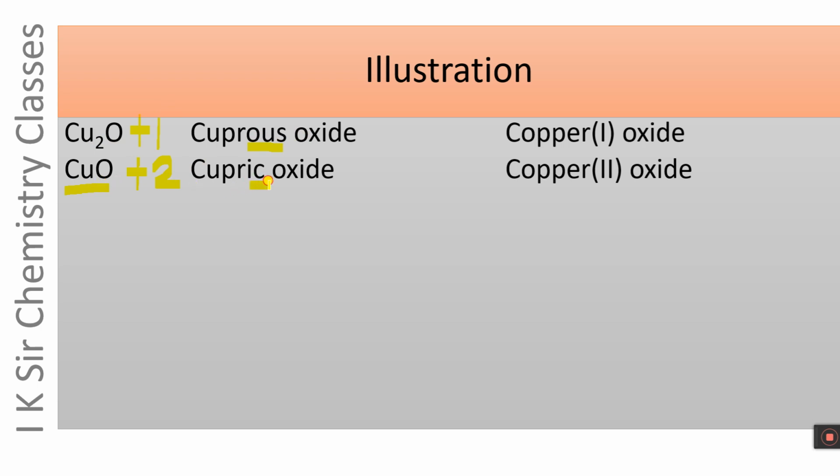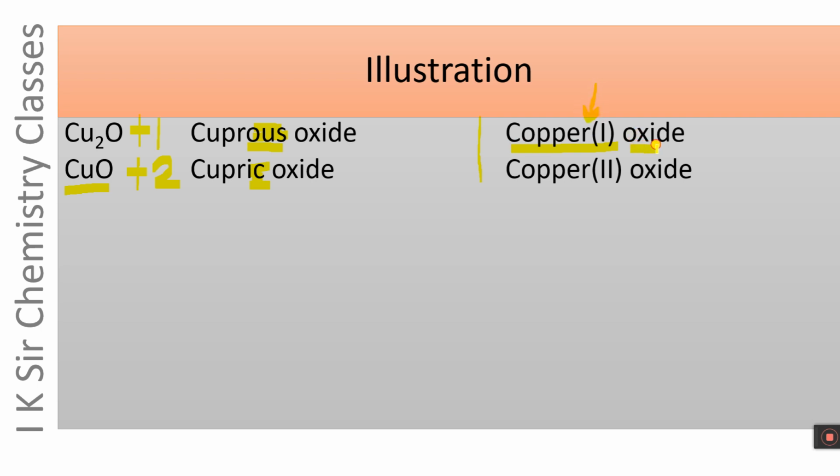The name of oxide in the lower oxidation state ends with suffix "-ous", while the name of oxide in higher oxidation state ends with suffix "-ic" after the name of metal. During writing the IUPAC name, the oxidation number of metal is written within small brackets in Roman numerals just after the name of metal without any gap. There is no gap here.